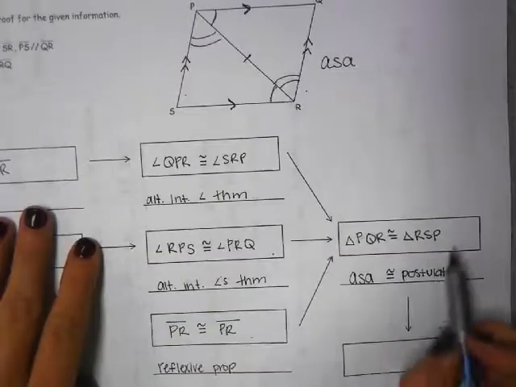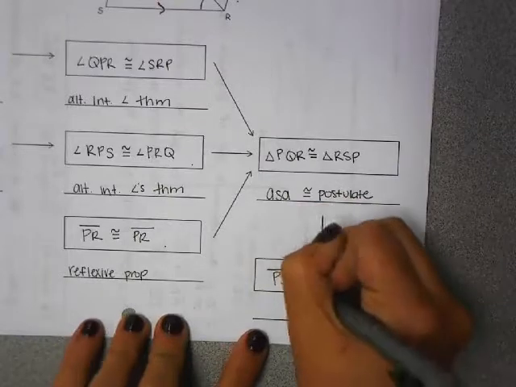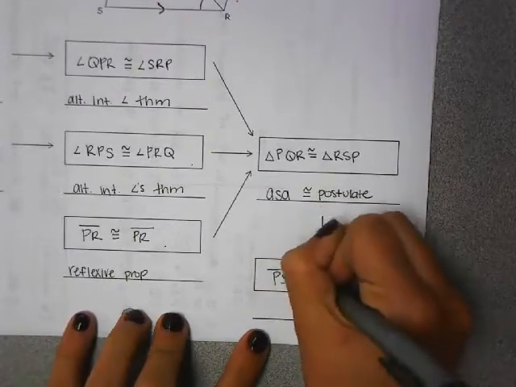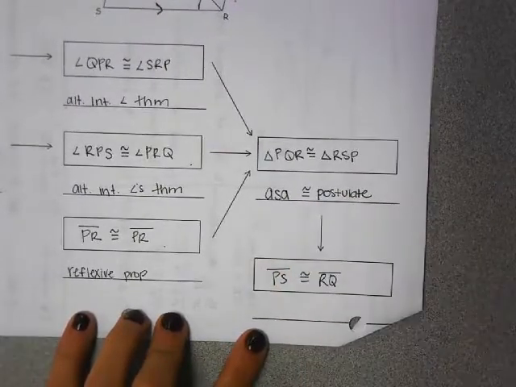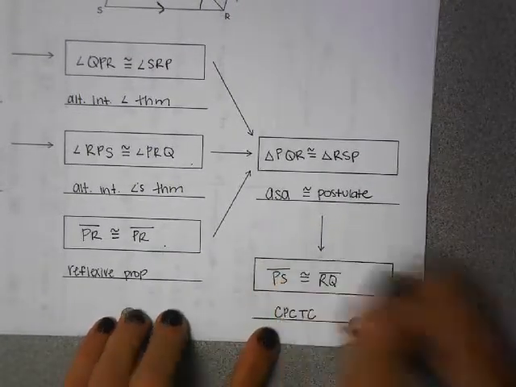Well, so far we just have that our triangles are congruent. So this is where that CPCTC is going to come in. So now that we have that our triangles are congruent, we can now say that their parts are congruent. So now we have CPCTC. Okay?